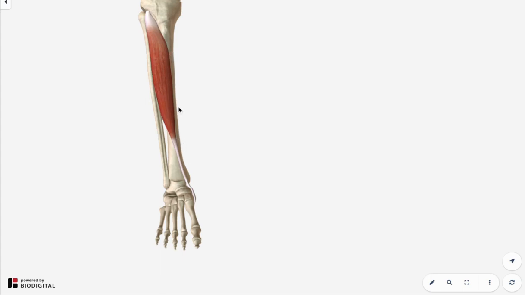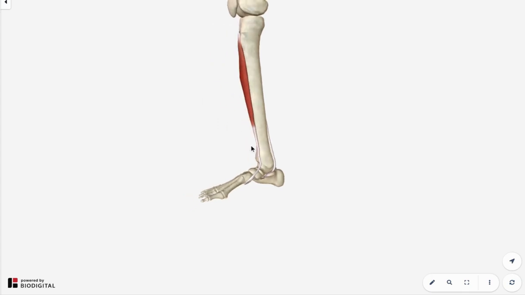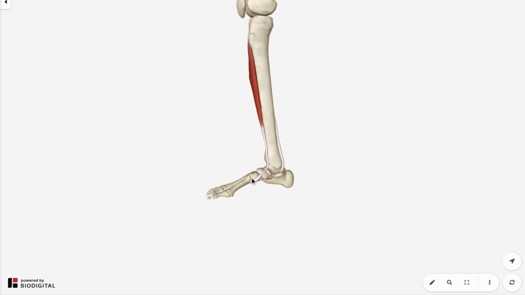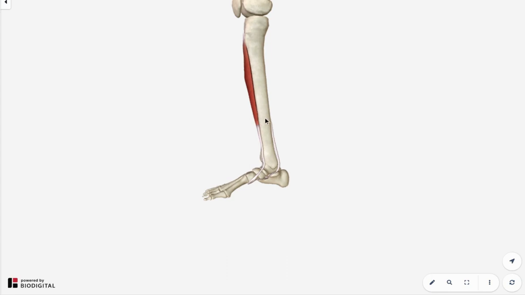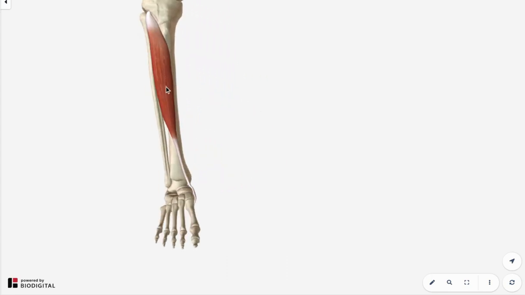And then naturally, the anterior tibialis attaches anteriorly, so it's going to function in dorsiflexion, and the posterior tibialis attaches posteriorly, so it's going to function in plantar flexion, and then they're both going to function in supination as well. So they both supinate, the anterior tibialis dorsiflexes, and the posterior tibialis plantar flexes.